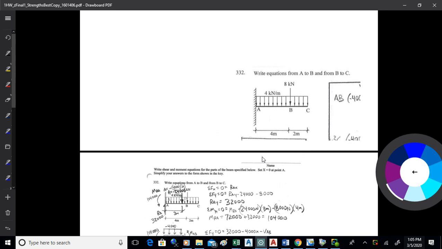So here we go. This first one's a cantilever beam. What we want to do is come up with equations for these. Do we have any questions on this one specifically?